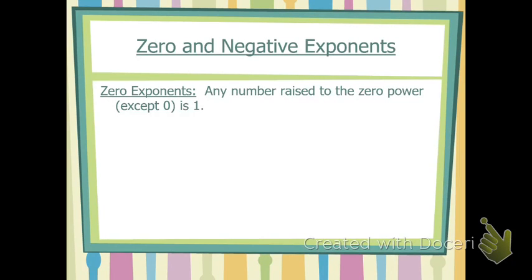Next, we'll be looking at two more exponent properties, one for zero exponents and one for negative exponents. For zero exponents, if you have any value raised to the zero power other than zero, then the solution is 1. So if you had something like a to the 0, you would get 1. If you had something like 2 to the 0, you would get 1. If you had negative 1/2 to the 0 power, you would get a solution of 1.